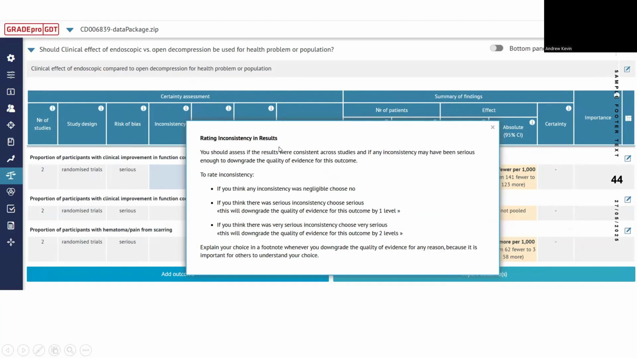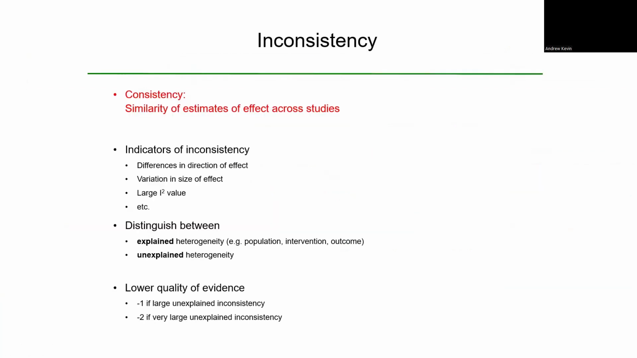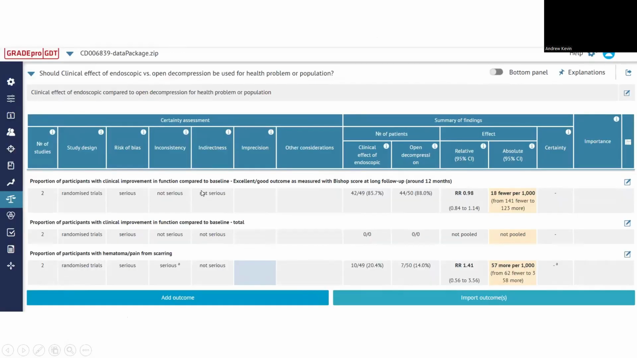The second thing is that we look at inconsistency. Now here, in order to rate the inconsistency, we look at these particular factors. We look at differences in direction of the effect. We look at variation in the size of the effect and whether there is a large I-squared value. So here again, based on these two studies that I looked at, I have graded the inconsistency as not serious for the first outcome. I have graded it as serious for the second outcome.